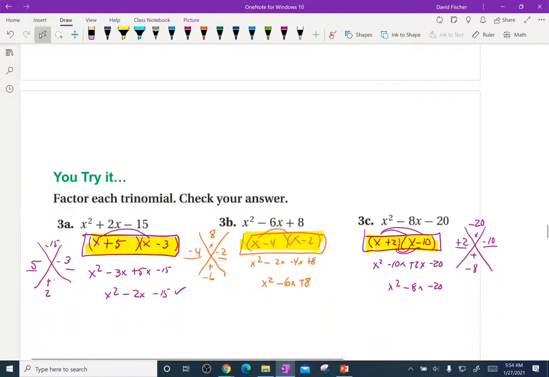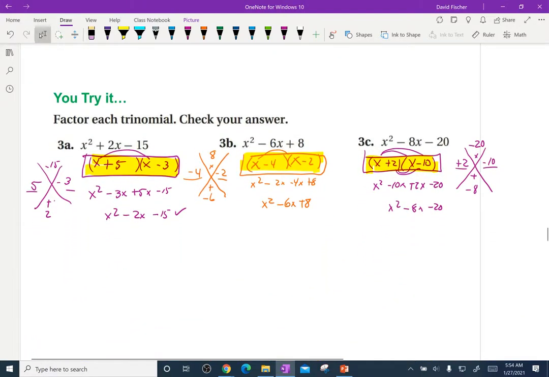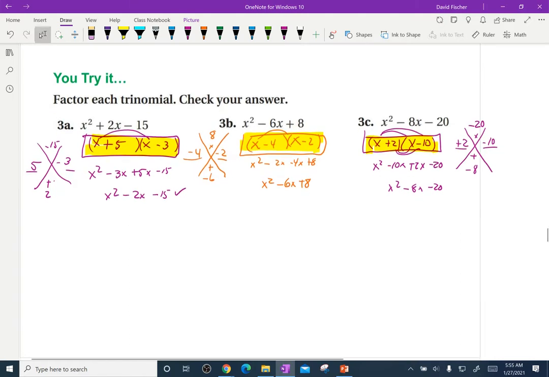All right, let's see how you did. x plus 5 and an x minus 3. And again, you could have put the x minus 3 and an x plus 5. That would still be okay. x minus 4 and x minus 2. An x plus 2 and an x minus 10. Okay, so I'm hoping you're getting the hang of this.